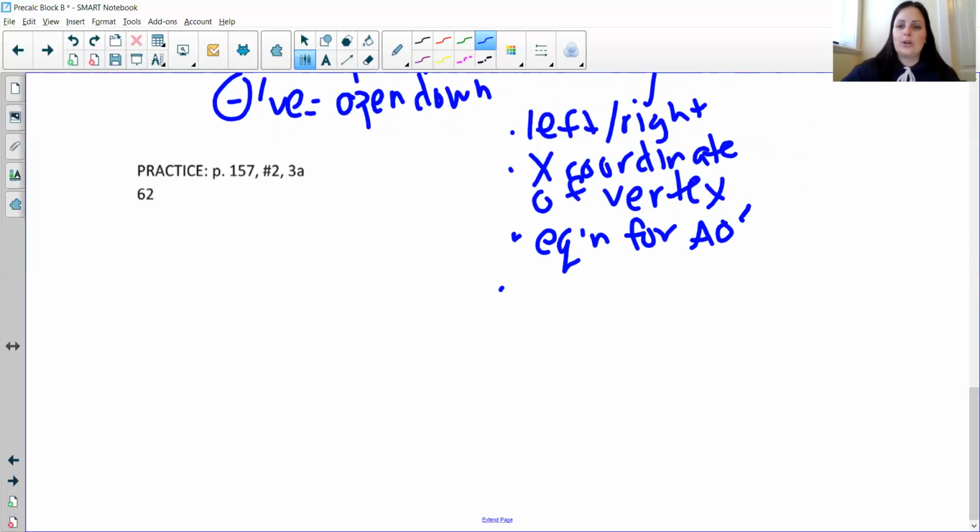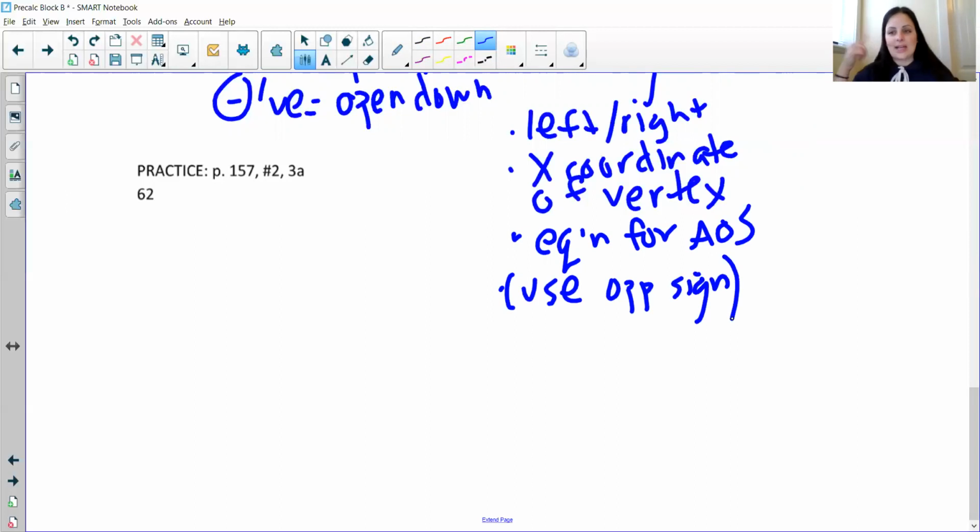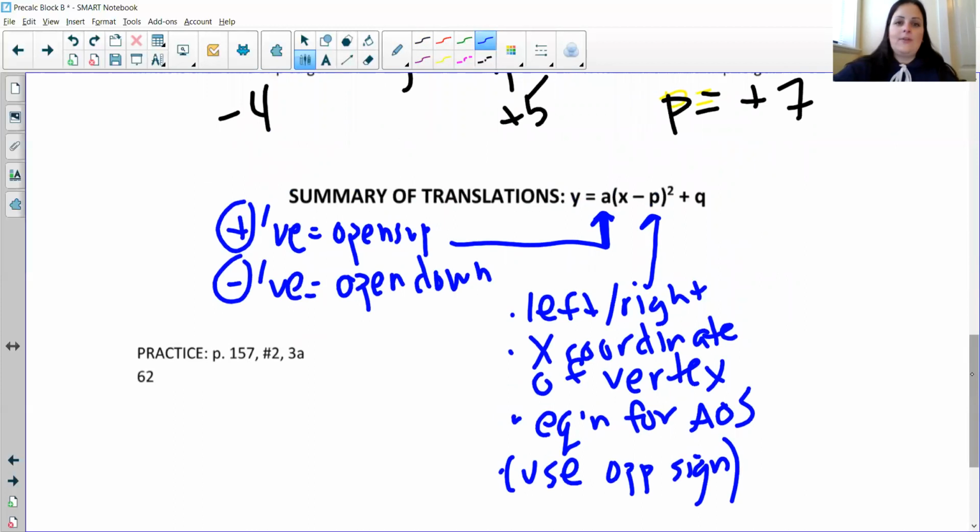Lots of abbreviations going on here. And we're going to use the opposite sign. Okay, so we're just going to remember that it's actually the opposite sign. So if it says x minus 7, that means we're moving +7. It's a +7 for the x coordinate of the vertex. It's a +7 for the equation of the axis of symmetry. And we did this one actually before we did the P. The number that's in that Q position, where we square something and then we added and then we subtracted, that's what moved it up or down.